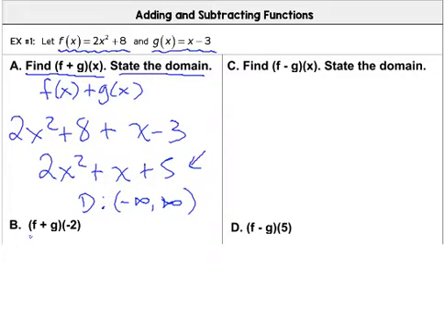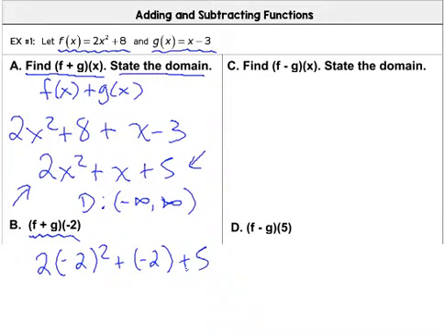Let's say I want to actually plug a value in. So f plus g of negative 2. It means we're going to take our new function that we just found, 2x squared plus x plus 5, and we're going to plug in this input of negative 2. So I'll replace x with negative 2.